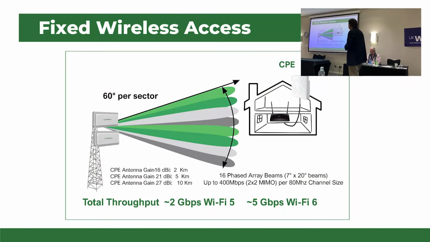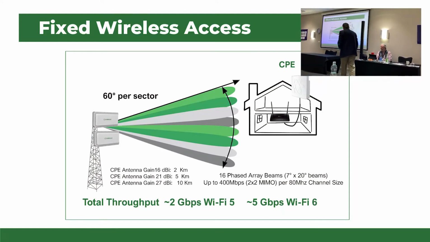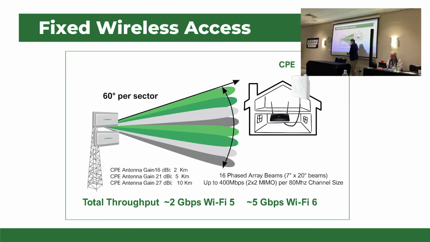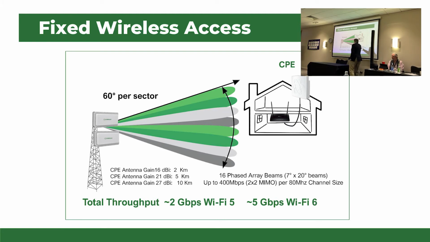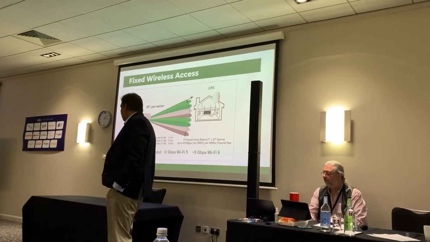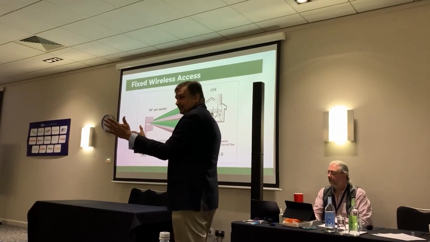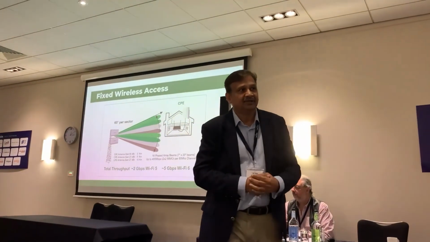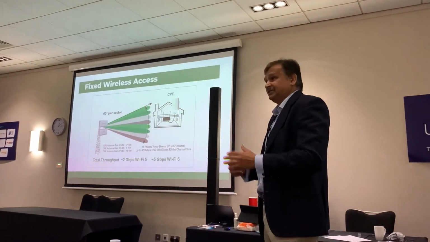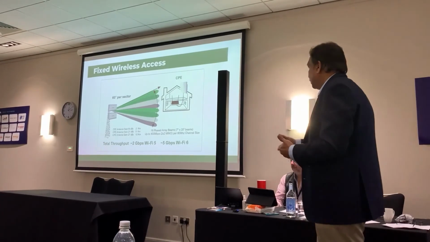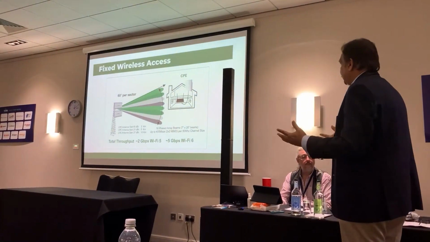So this is a typical example use case: 60-degree beams with the different CPE antennas. What we are achieving: about 16 dBi, 2 kilometers, 10 kilometers, 2 by 2 MIMO, 7 to 20 degrees, 16 beams. We are doing this with Wi-Fi 5, which is 2 gigabit per second per sector, and with Wi-Fi 6, where the trials are going on now in the US, we are achieving about 5 gigabit per second per sector. We are moving to 6E also soon, when of course things will be better.